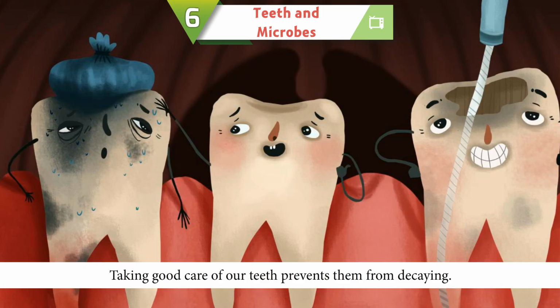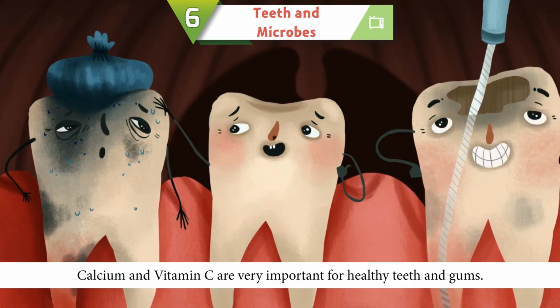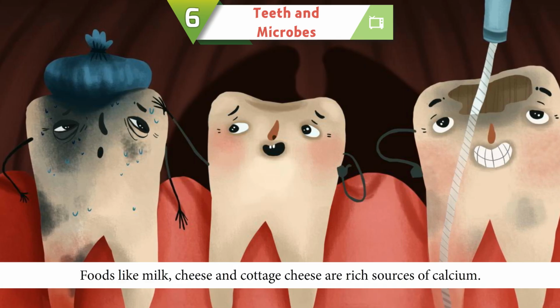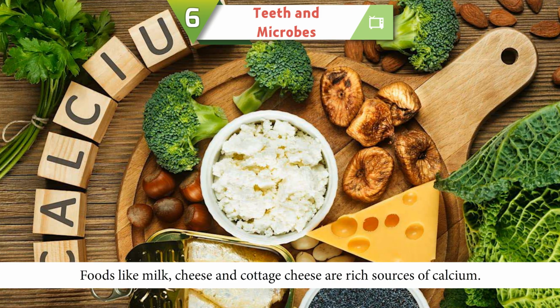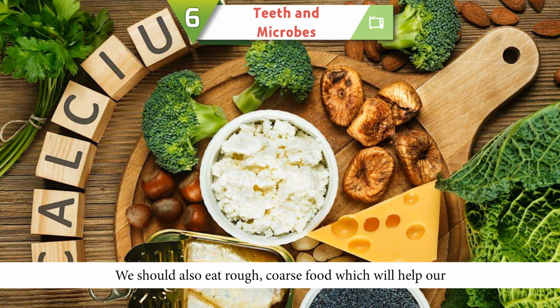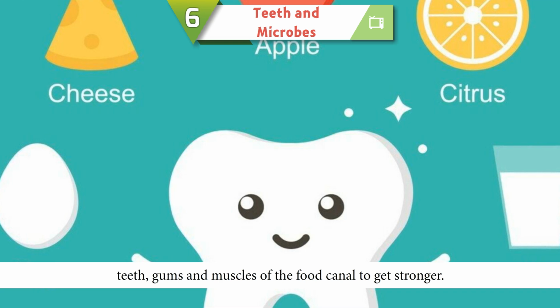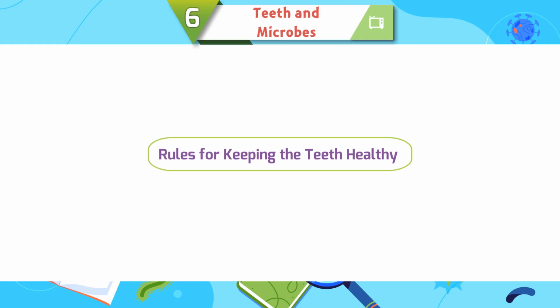Care of teeth. Taking good care of our teeth prevents them from decaying. Calcium and vitamin C are very important for healthy teeth and gums. Foods like milk, cheese, and cottage cheese are rich sources of calcium. We should also eat rough, coarse food, which will help our teeth, gums, and muscles of the food canal get stronger. No new teeth will grow in the place of permanent teeth if they decay and fall off.